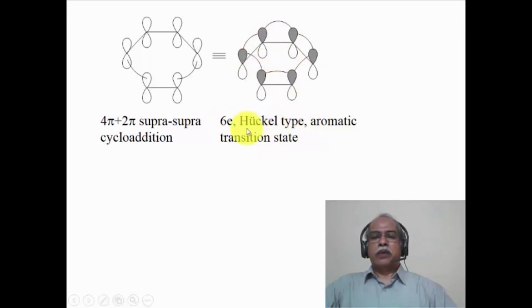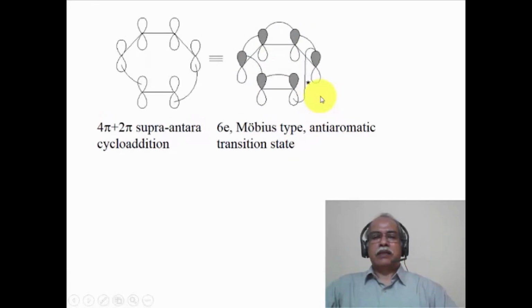So a Huckel type of overlap with 6 electrons would correspond to an aromatic transition state. So if the reaction proceeds with this kind of a transition state, then it would be an allowed process, because an aromatic transition state will always have a lower energy compared to an anti-aromatic transition state.